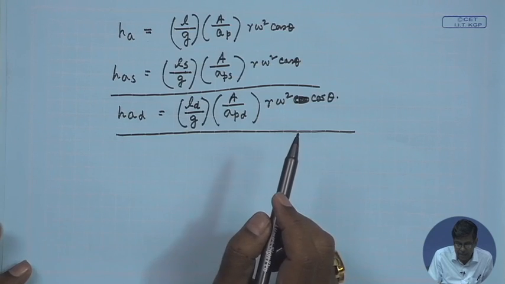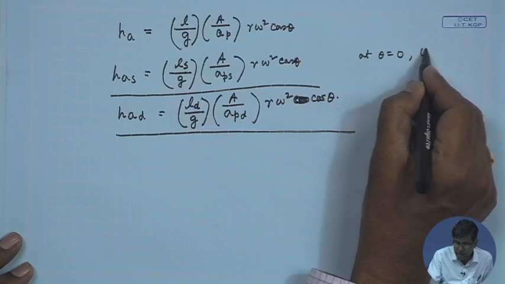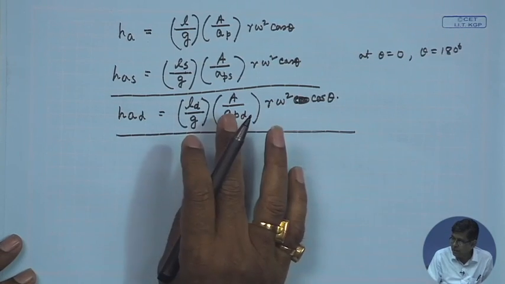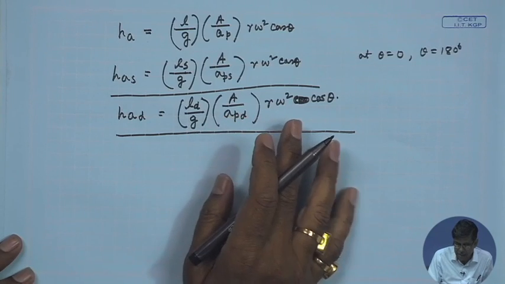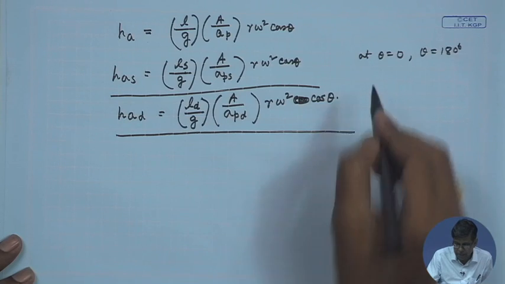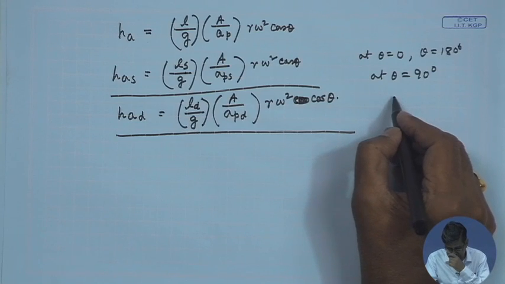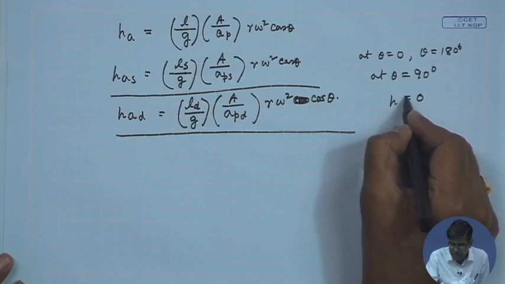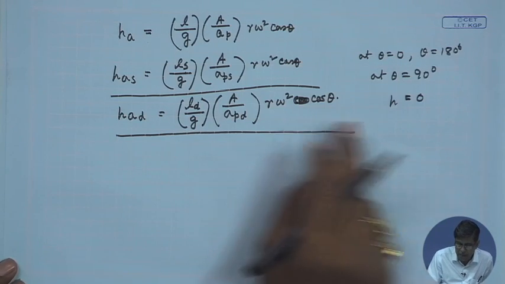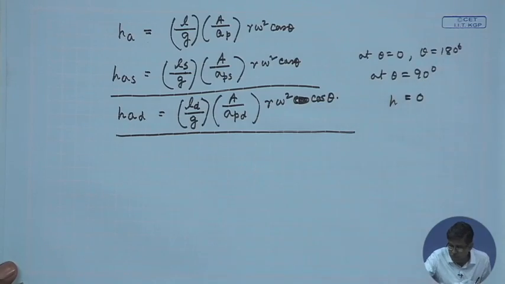Now, from here it is clear that at theta equal to 0 and at theta equal to 180 degree, the acceleration head is maximum with a change in sign. At theta equal to 90 degree, the acceleration is 0, H is 0, whereas the velocity is maximum. The velocity is maximum at theta equal to 90 degree.